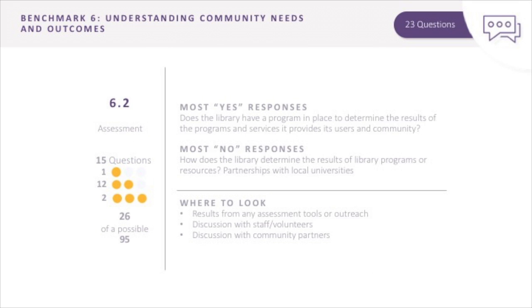Indicator 6.2 asks 15 questions about community and user engagement. A majority of the questions are level 2 difficulty, and on average, libraries only receive 26 out of 95 possible points. We found that the question that has the most yes responses from libraries was if their library has a program in place to determine the results of programs and services it provides its users and community. And the question with the most no responses was that the library uses partnerships with local universities to determine the results of library programs or resources.